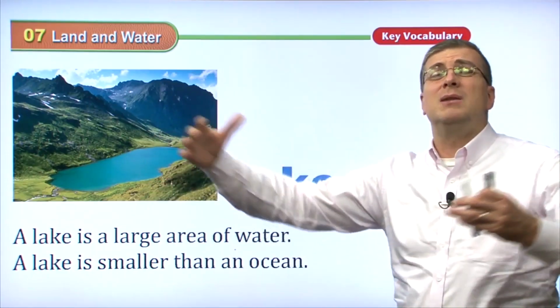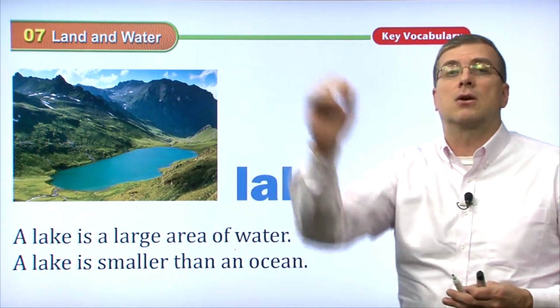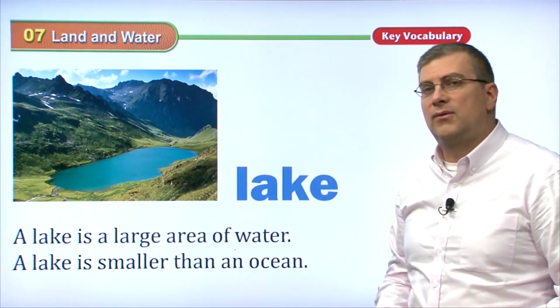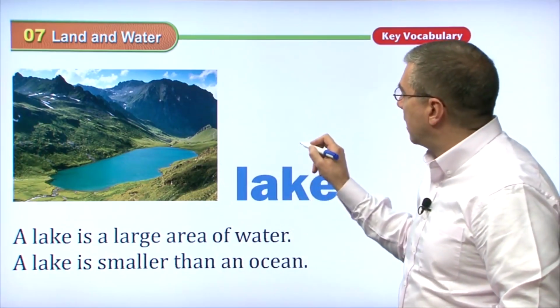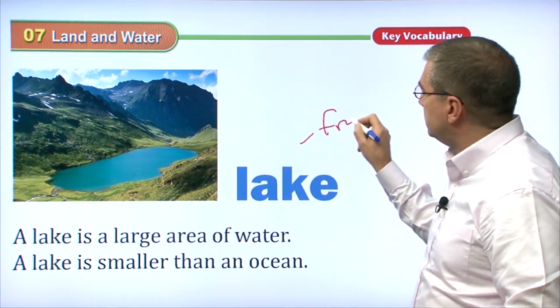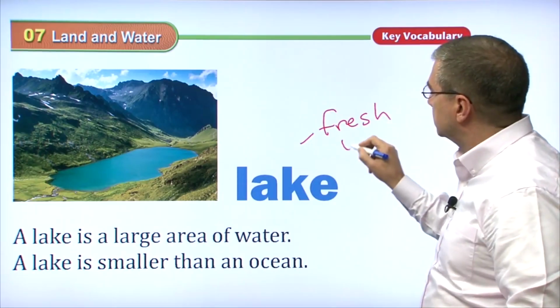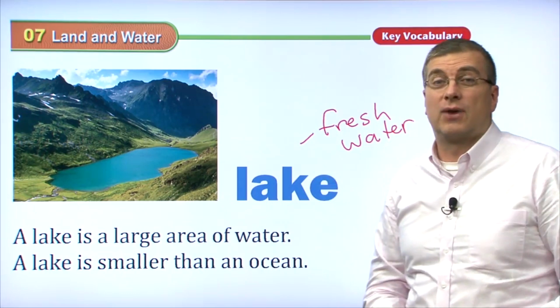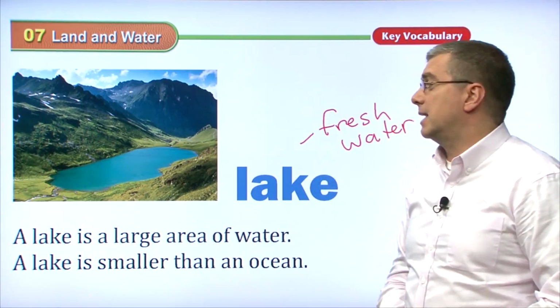Sometimes lakes are really big, so big you can't see across them. But lakes are a large area of water. And another important feature about lakes, lakes have fresh water, okay? So you can drink it, okay? So lakes have fresh water. Okay, let's move on to the next feature.